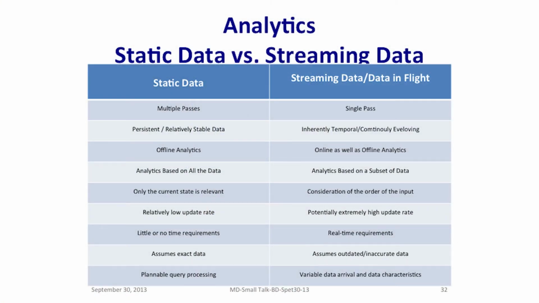Consideration of the order of the input is important. The order becomes important in the streaming world. Relatively low update versus potentially extremely high update; little or no time requirements versus real-time requirements; assumes exact data versus assumes outdated, inaccurate data.